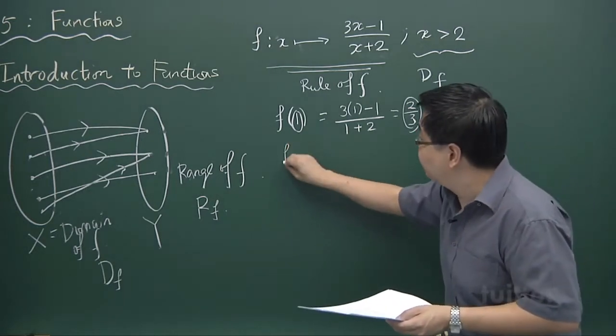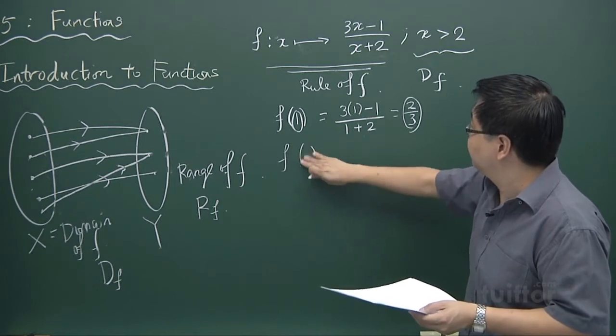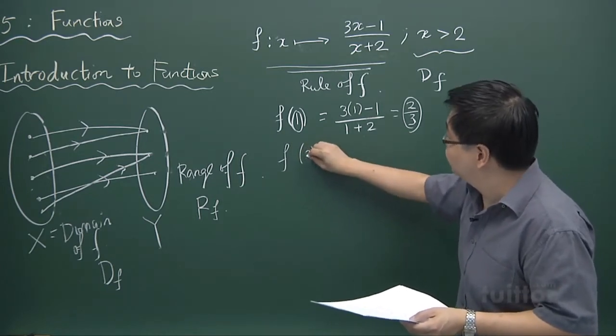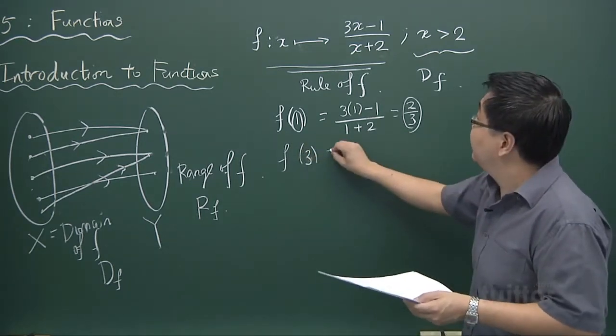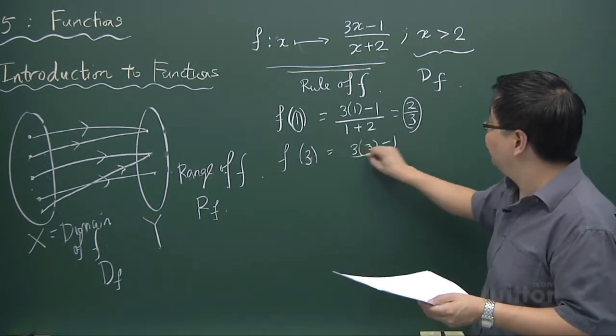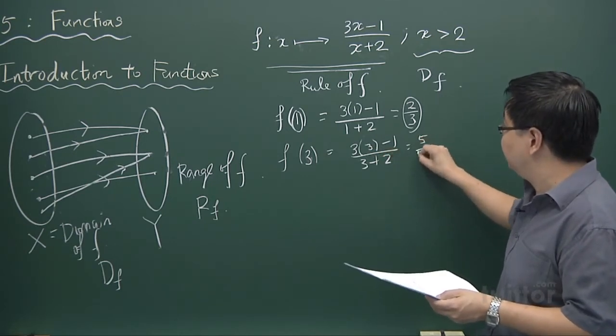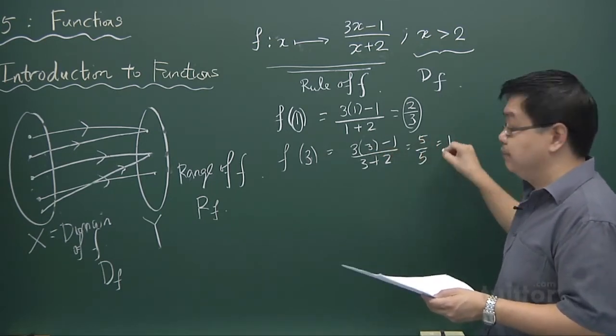Let me give you another point. Suppose I map... sorry, I cannot say map to 0. So say I map it to 3. And this gives you (3 times 3 minus 1) over (3 plus 2). And that gives me 5 over 5, and that gives me 1.